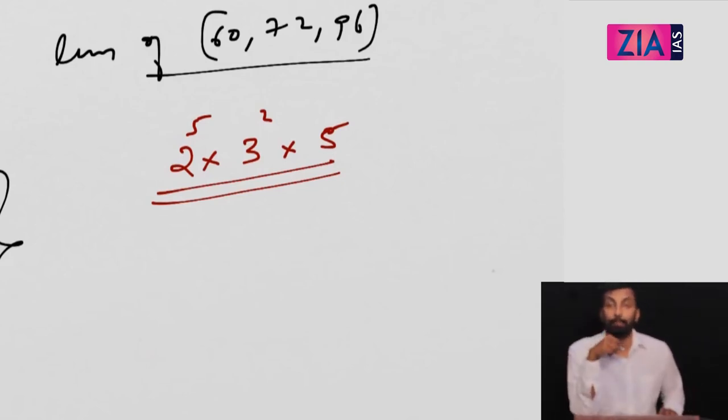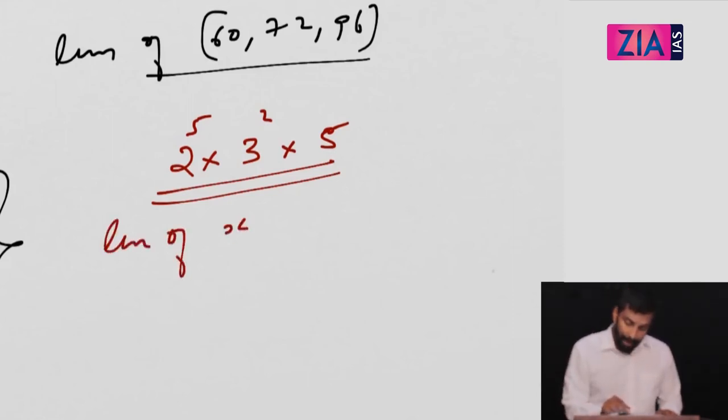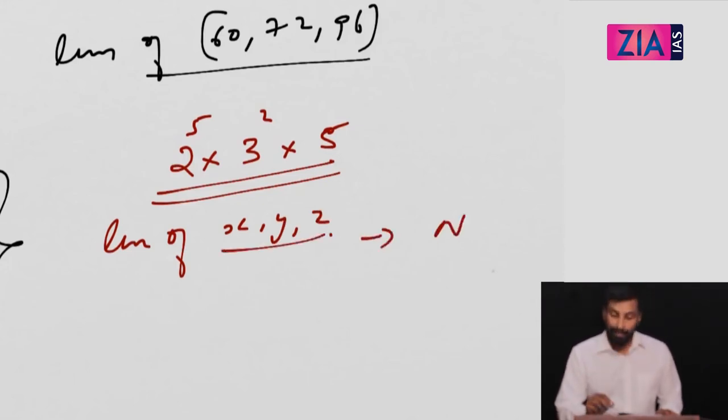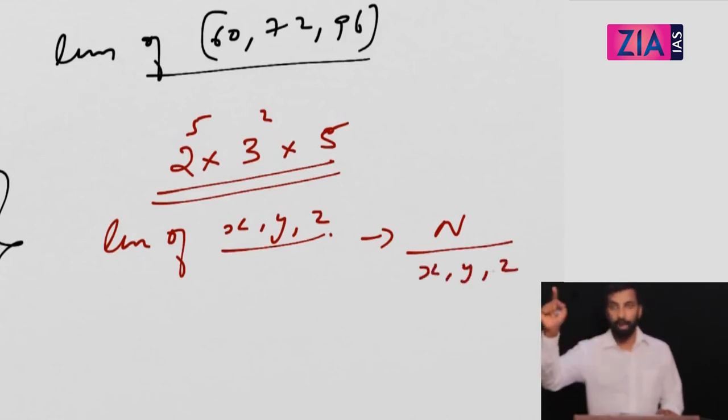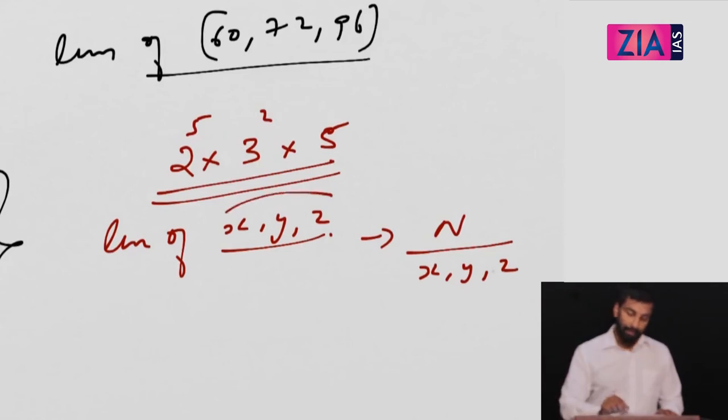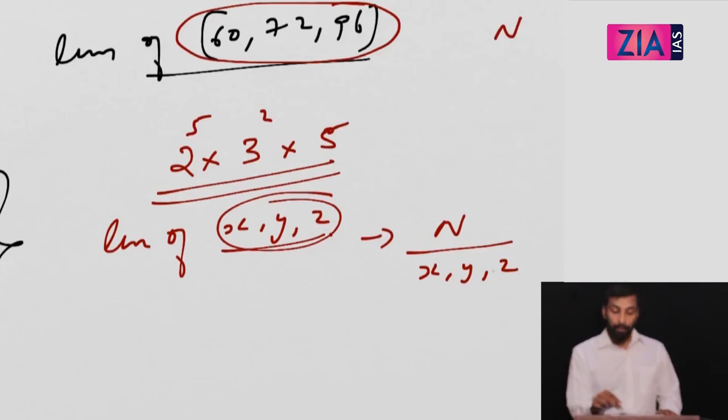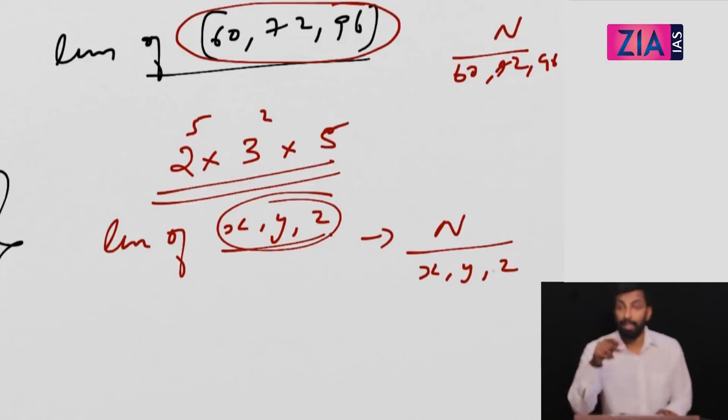Now what is this concept of LCM? See, if I ask you to find the LCM of x, y, z, what is it? I am actually looking for a number which is divisible by x, y, z. So the LCM of 60, 72 and 96 means I am looking for a number which is divisible by 60, 72 and 96. Is LCM the only such number? No. There are many numbers, but why LCM? LCM is the lowest common multiple of all the 3.